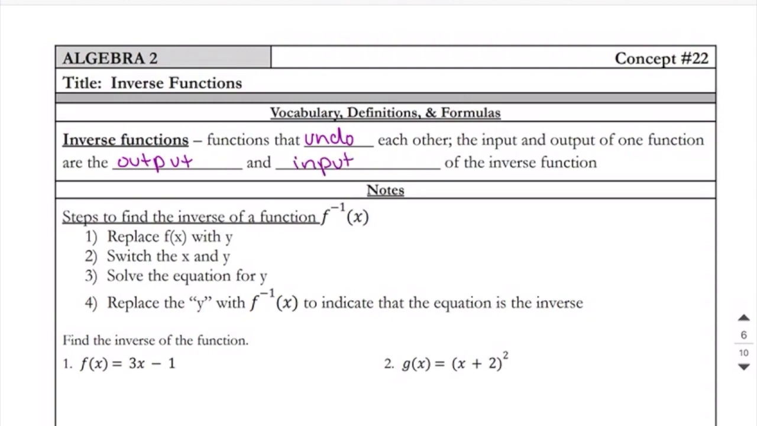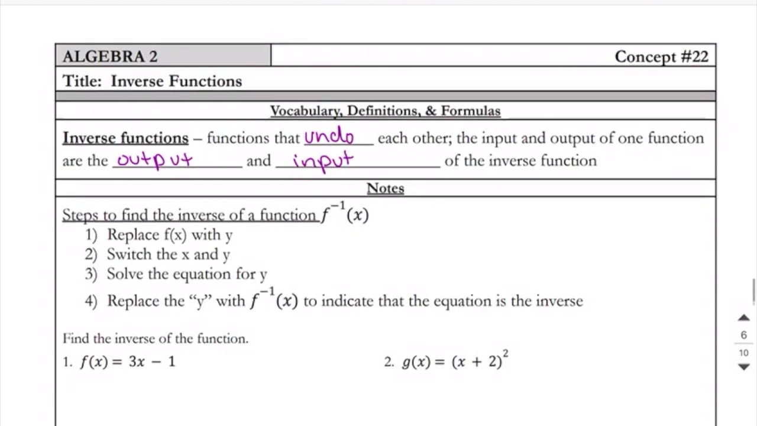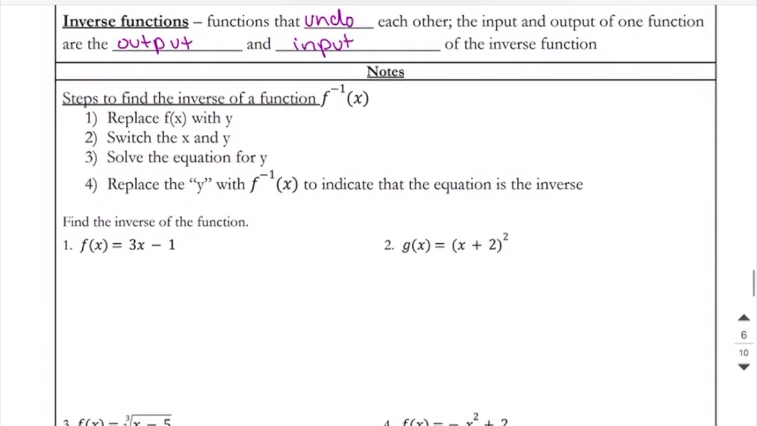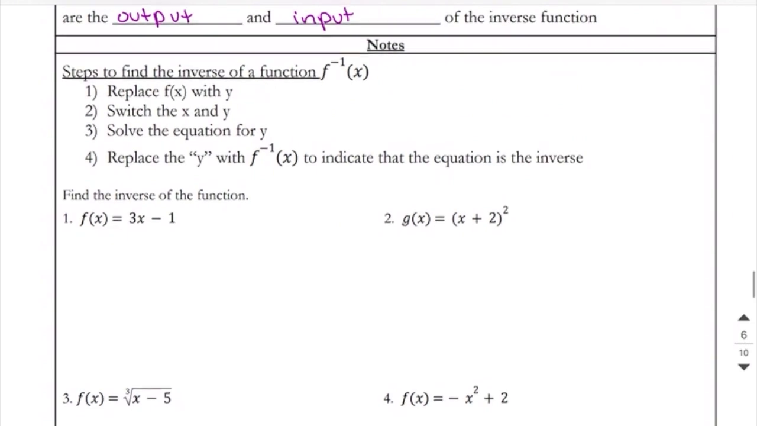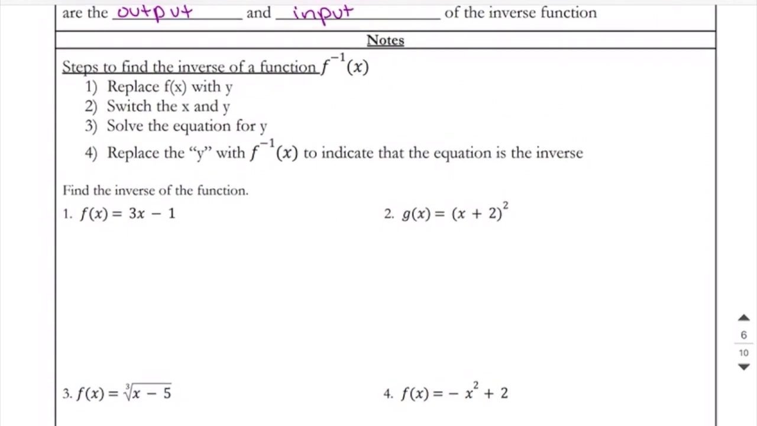Okay. So there are 4 easy steps when finding an inverse, listed right here for you. The very first thing we're going to do is replace f of x with y, because f of x is y. So we're going to have y equals 3x minus 1. That's the same as the original function that you're looking at there.